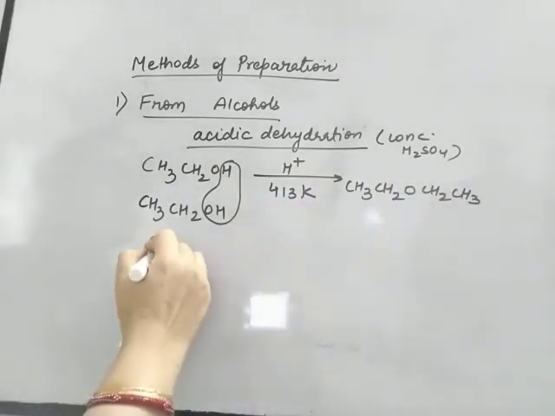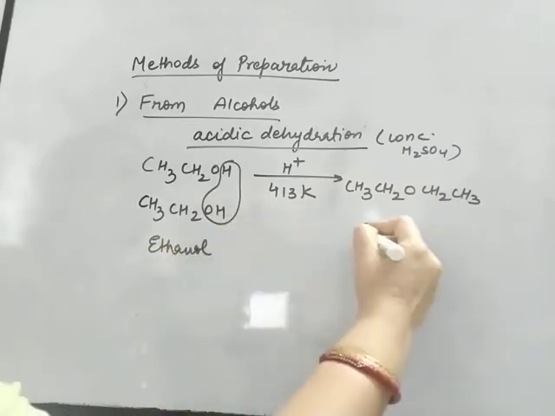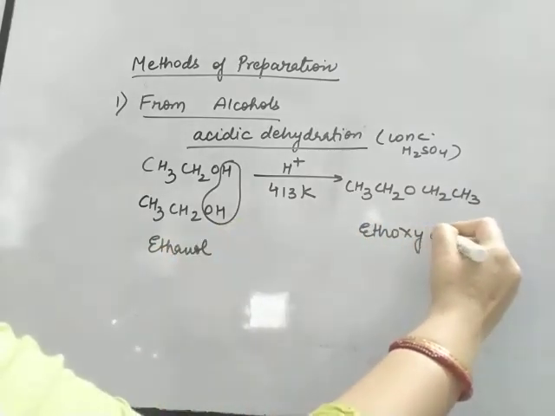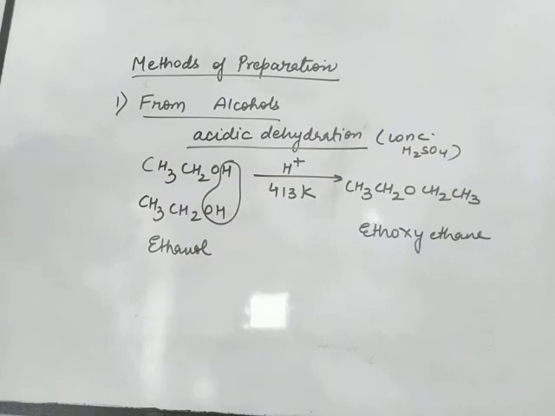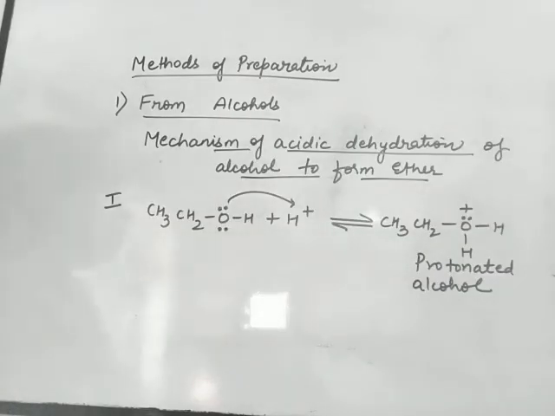So this is ethanol and I am getting ethoxyethane. This is how your alcohol can be converted into ether. This method is best for preparing symmetrical ethers. Now we have the mechanism of this conversion of alcohol to ether. Now let's discuss the mechanism of acidic dehydration of alcohol to form ether.